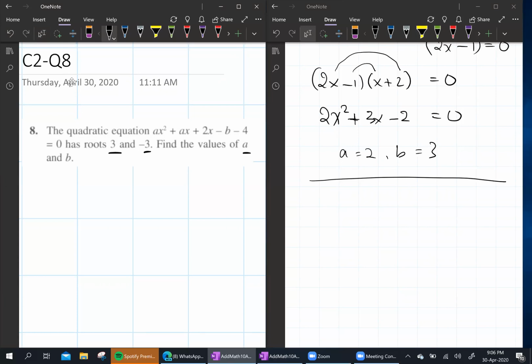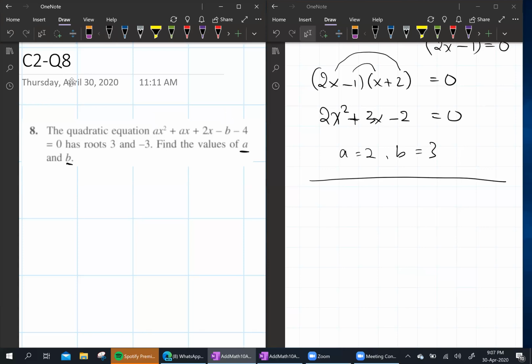So you want to find A and B. You want to find this A and this B. This is alpha, this is beta already. So the alpha is 3 and beta is -3. But you are not finding alpha and beta. You want to find A and B, right? Which is here A and this B.